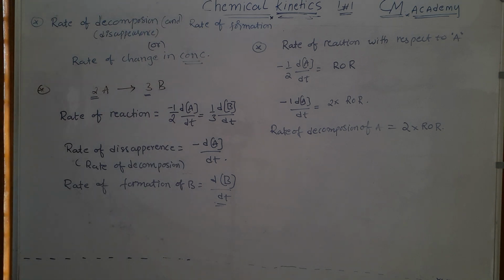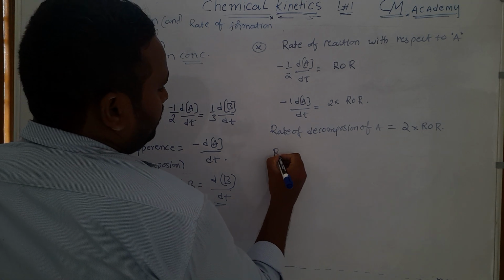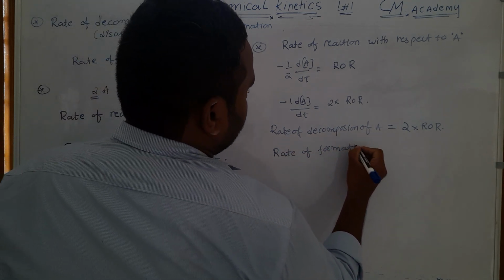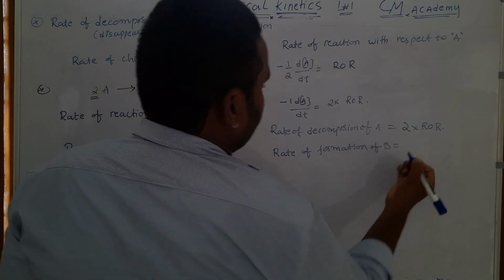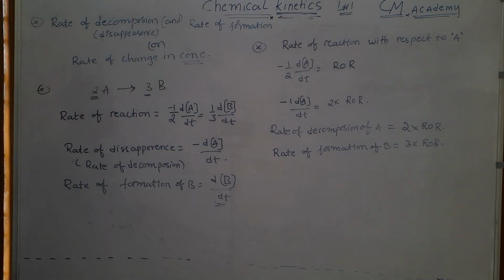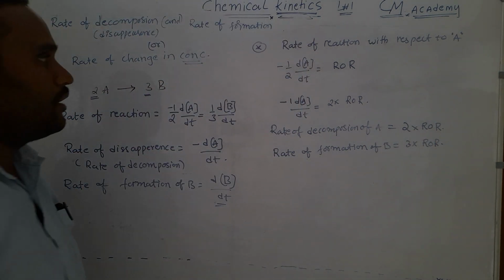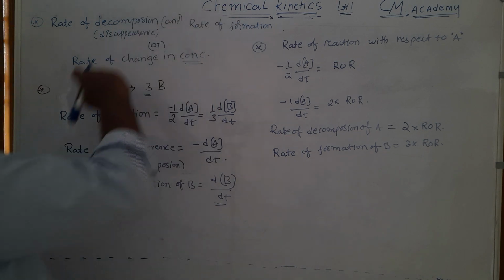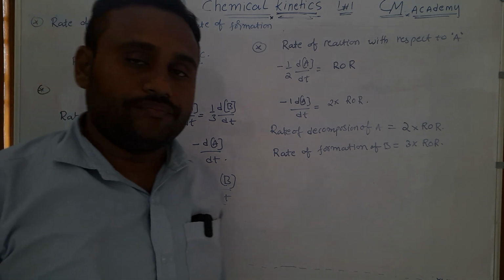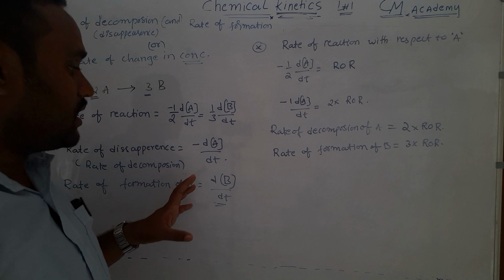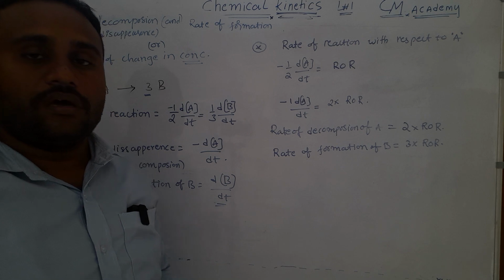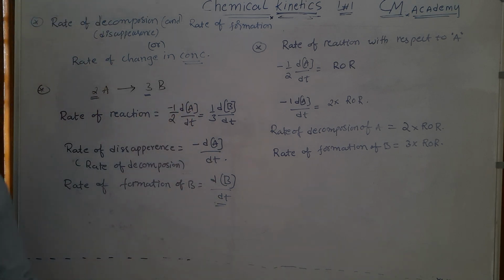In the same manner, the rate of formation of B will be 3 into ROR. So this is about the rate of reaction, rate of decomposition and rate of formation, or rate of change in concentration. Now let us take one example illustration to understand clearly the rate of reaction, rate of decomposition and rate of formation.